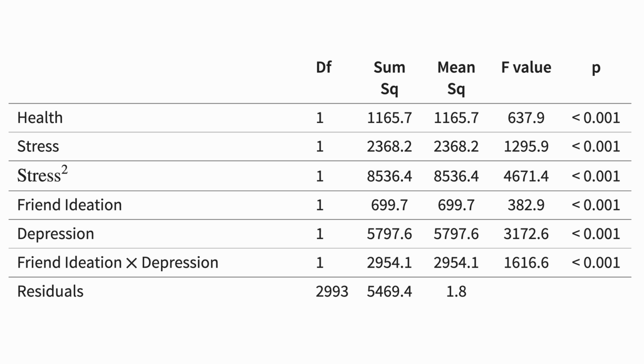And so we see that in this table, there is a curvilinear stress effect, and there's also an interaction between friend ideation and depression. Unfortunately, this table tells us very little. Okay, so we have a nonlinear effect. What's it look like? What is the nature of the interaction effect?